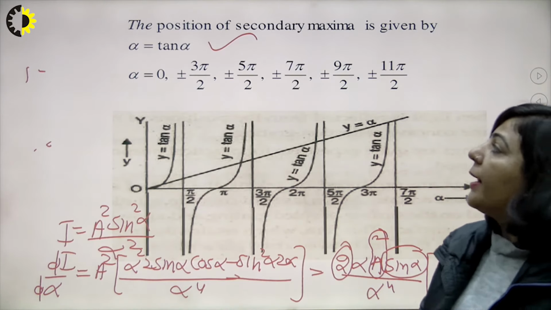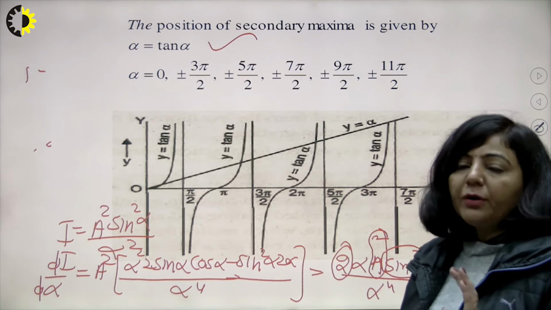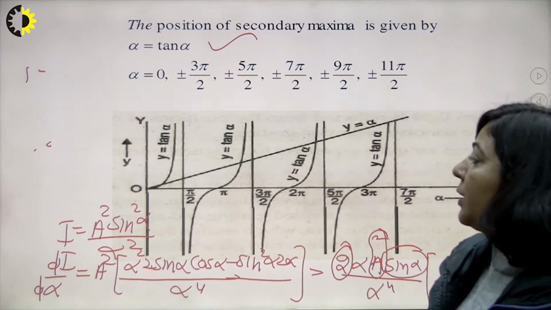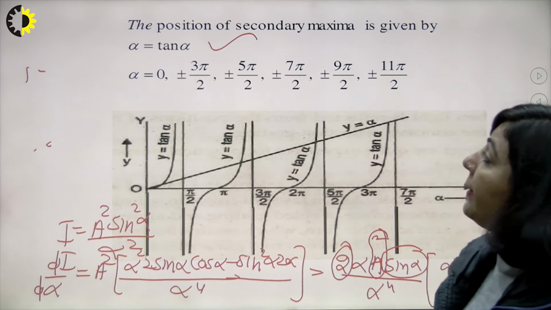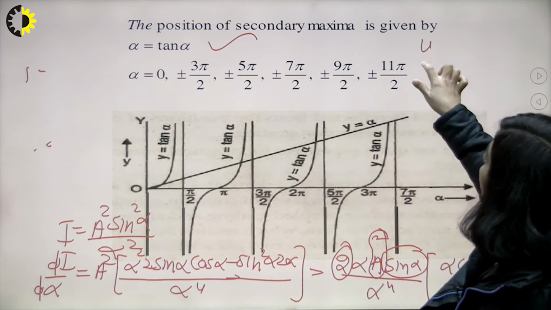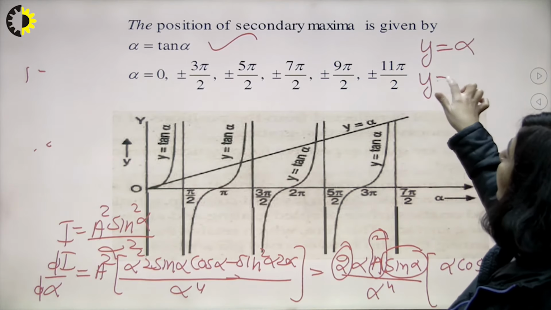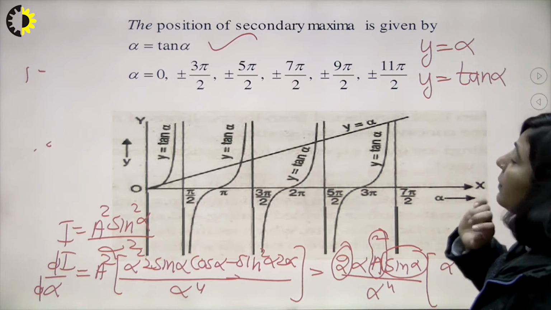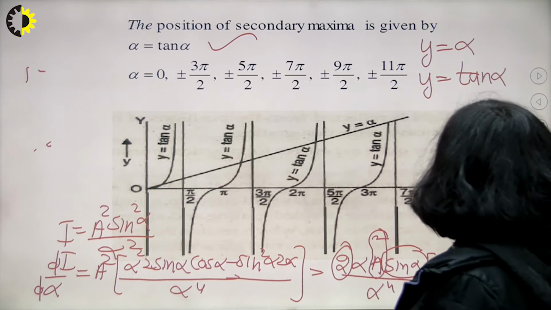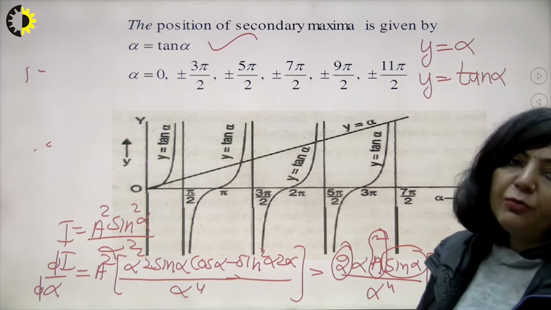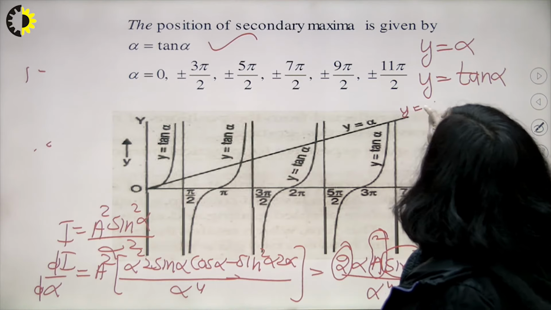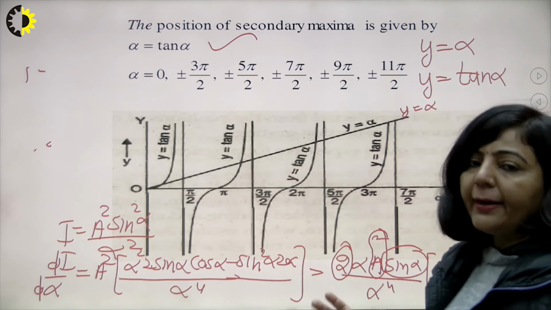Now for alpha equal to tan alpha, we have to decide the points of intersection, and the points mentioned over here are the points of intersection of alpha and tan alpha. How is that decided? You can take y equal to alpha, and then y is also equal to tan alpha. If you plot a graph between y and alpha, with y along the y-axis and alpha along the x-axis, the graph of y equal to alpha will be a straight line passing through the origin, inclined at 45 degrees.